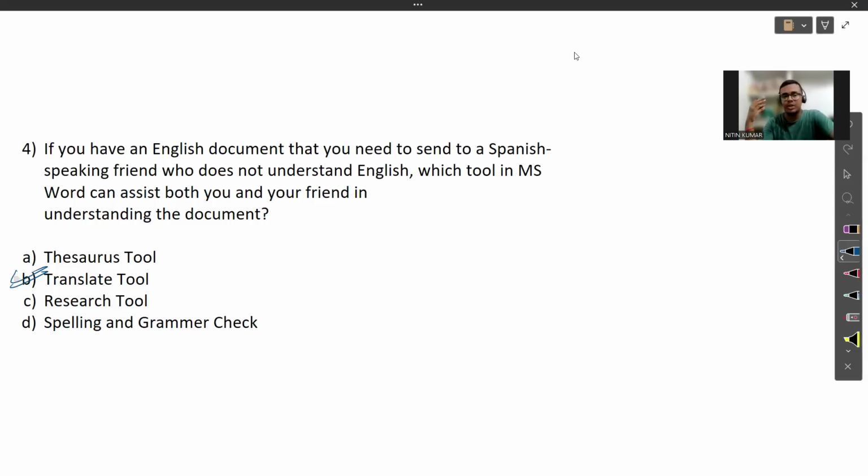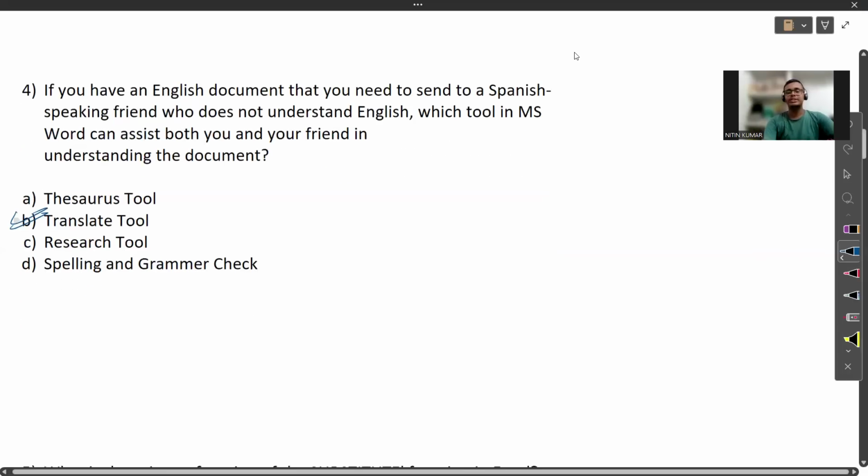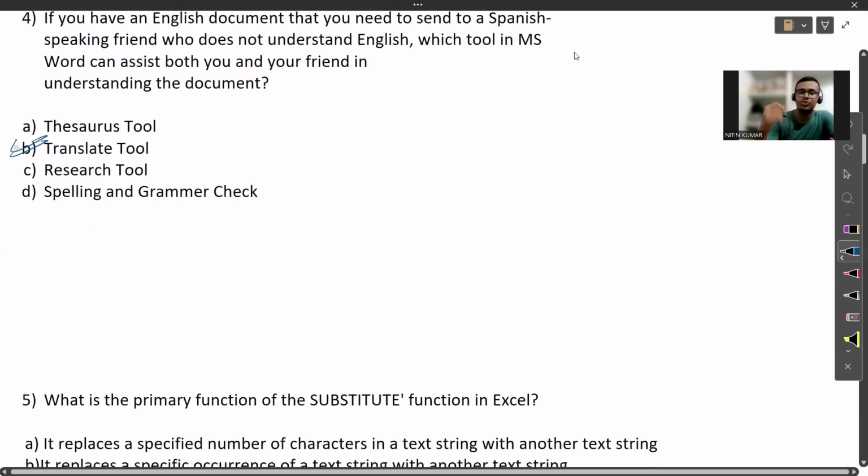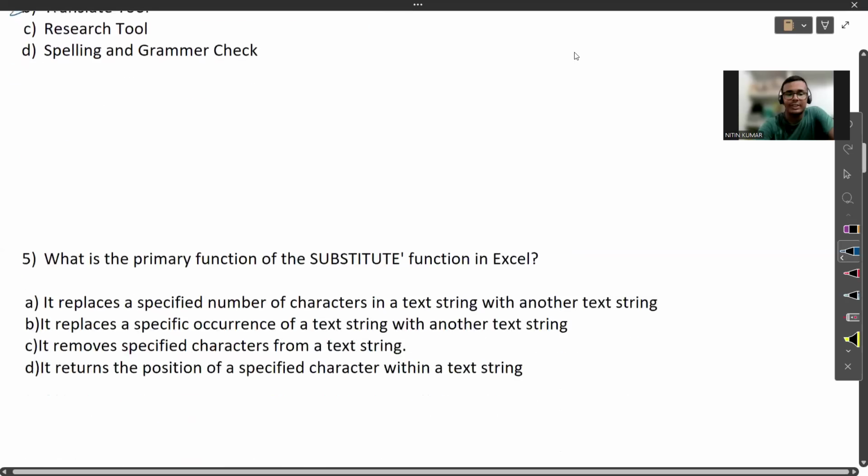But let's look at the other tools also, like the Thesaurus tool. What is this? It is just antonyms and synonyms. It will give antonyms and synonyms of the same word. Research will elaborate the particular word, and spelling and grammar check is just to check whether the spelling that you are writing in MS Word is correct or not. Okay, so these are the features. So the correct answer for this would be the simple translate tool. Now let's go to the next problem.